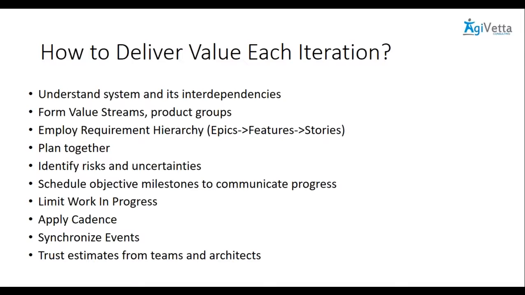So cadence and synchronization is an essential element. Both. There are two elements actually. But the most important, irrespective of whatever you do or not, it's important for the product owners to trust the estimates from the teams, and architects is an ask I would always have and you should have, all of us should have. Trust the estimates coming from teams and architects together.